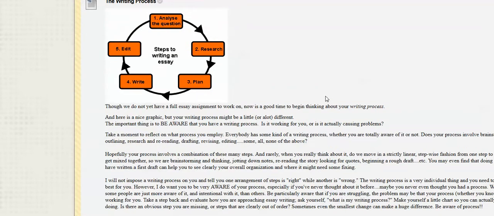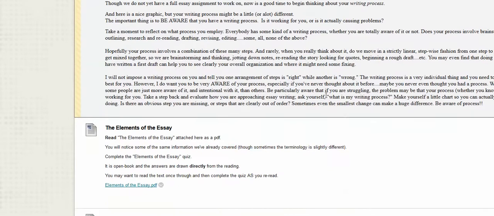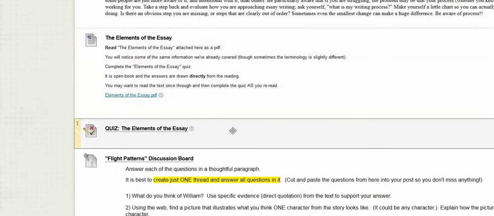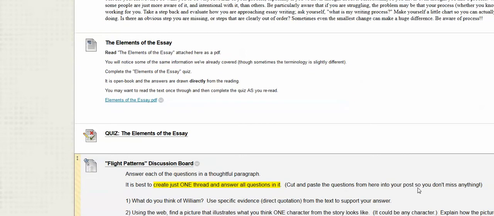Writing process stuff, I'm not going to reiterate too much about this. Another short quiz, and then another discussion board, this one focused on Flight Patterns. So again, just getting us to think a little bit more deeply about that story.